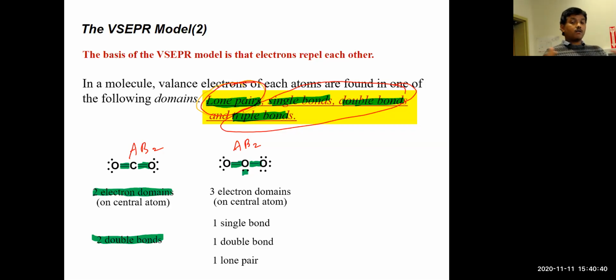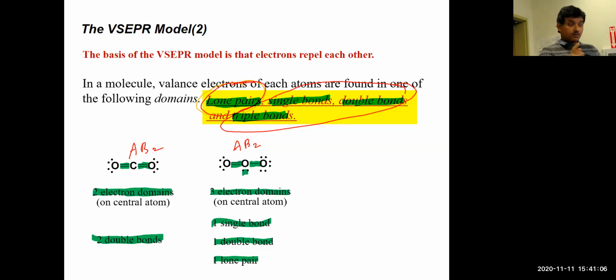Electron pairs around the central atom can be found in the form of lone pairs or in the form of bonds. It can be a single bond or a double bond or a triple bond. They are all called one electron domain or one electron pair. So here we are calling it three electron domains only, but one is from a single bond, one is from a double bond, and one is from a lone pair.